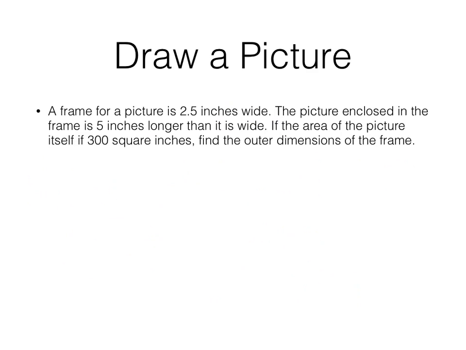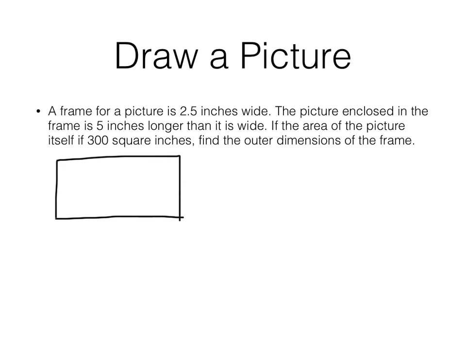Draw a picture. A frame for a picture is 2.5 inches wide. The picture enclosed in the frame is 5 inches longer than it is wide. If the area of the picture itself is 300 square inches, find the outer dimensions of the frame. Okay? So let's draw it.